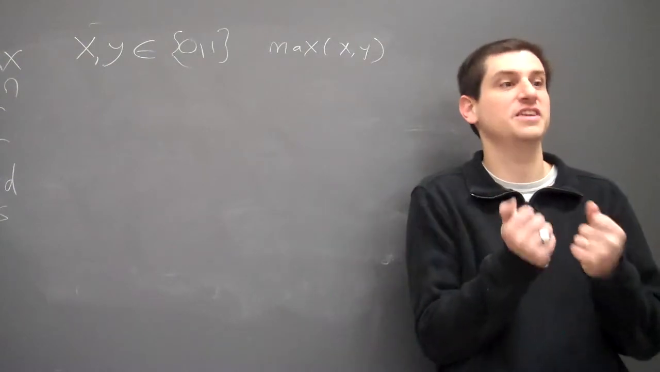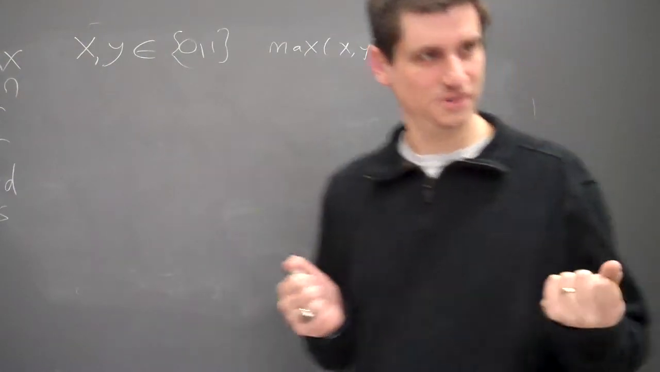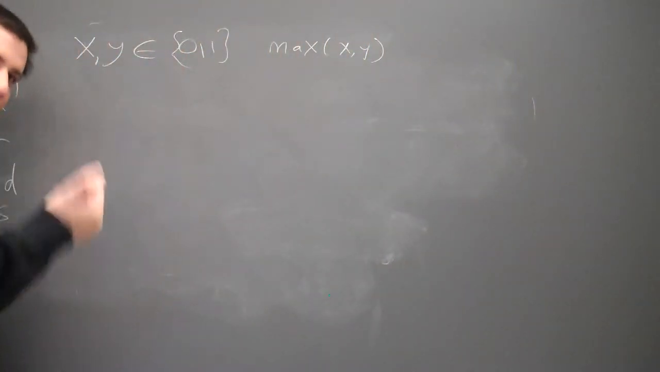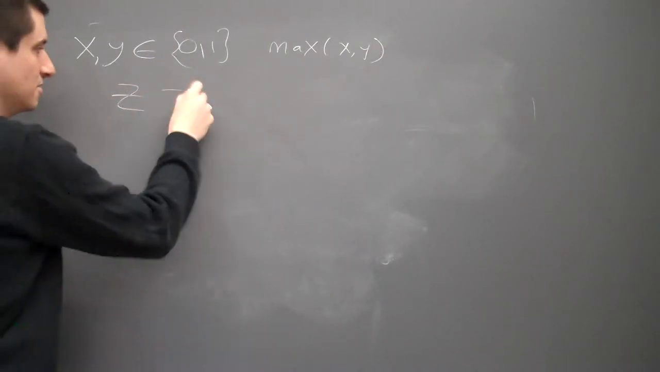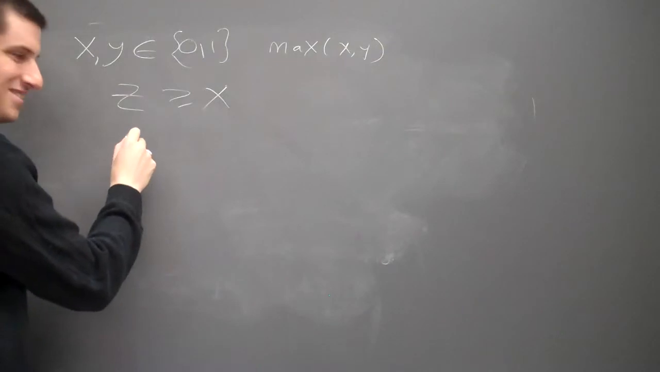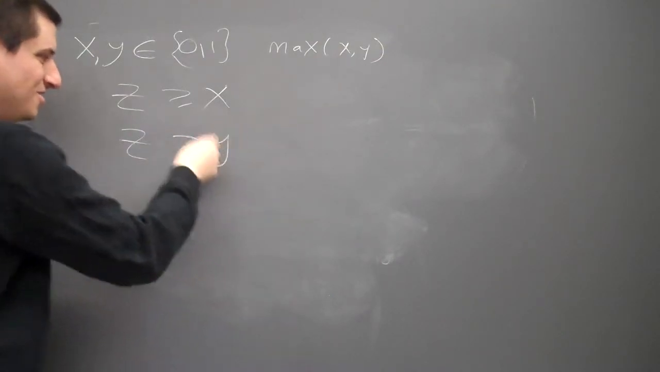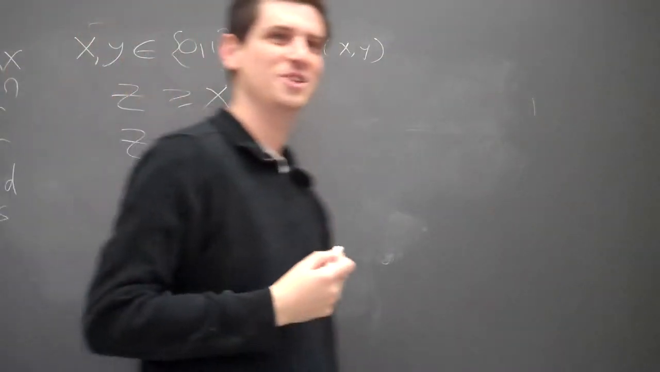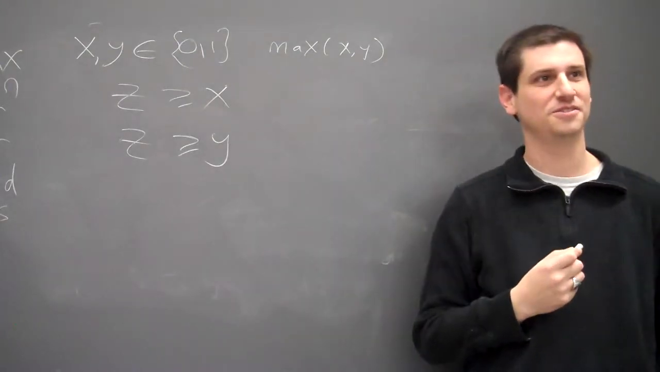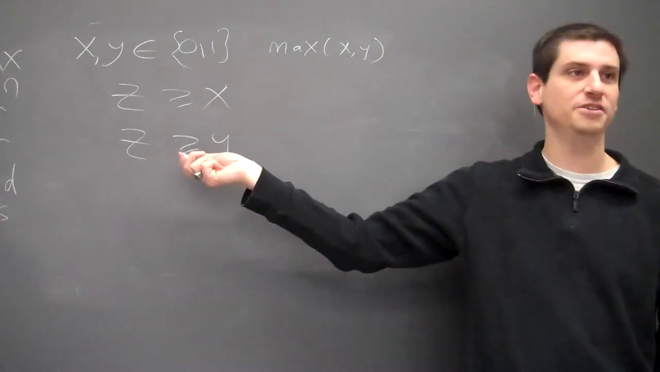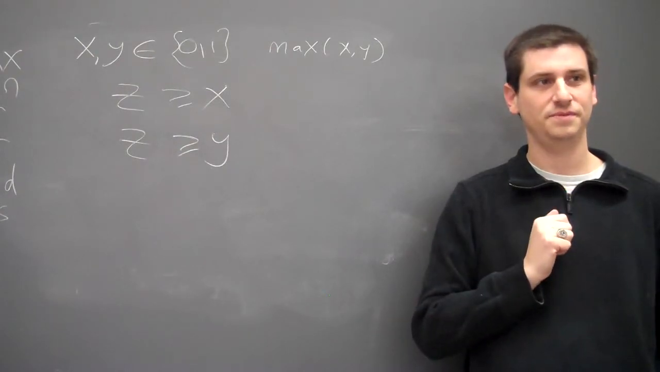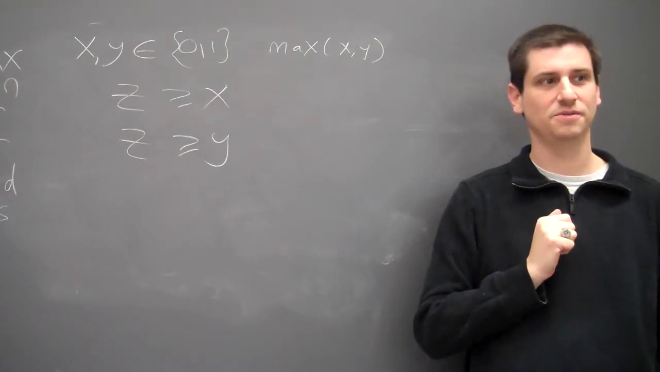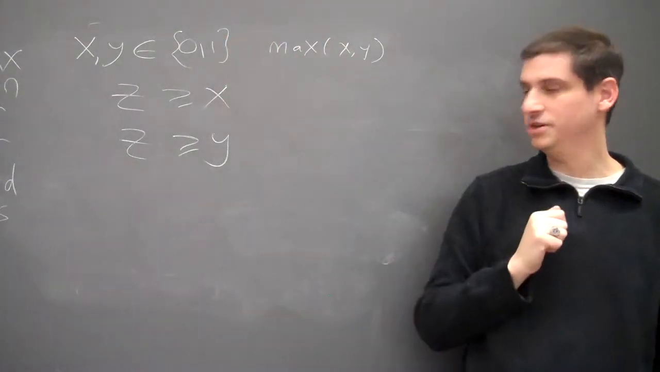I have a candidate. z is greater than or equal to everything. Okay, so give me some constraints. z is greater than or equal to x, and z is greater than or equal to y. Two constraints. Since z is binary, are we done? You have to assume x and y are binary. Yes, we'll assume x and y are binary.